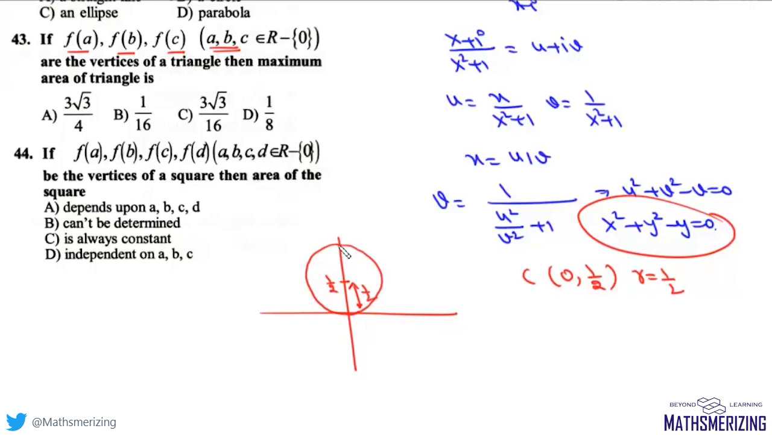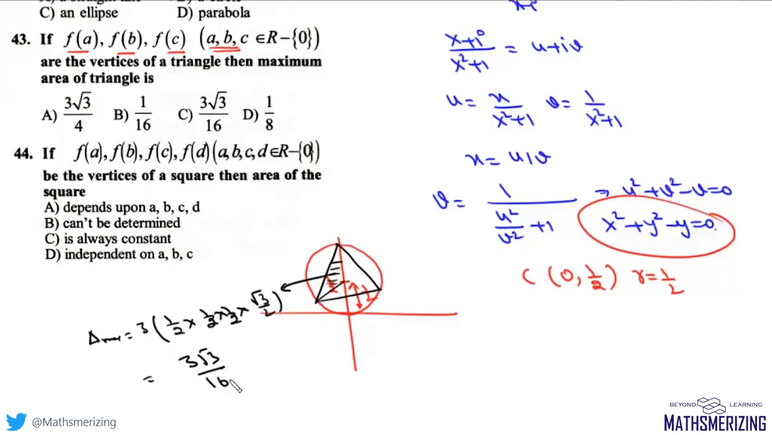Now we need to find the maximum area of this triangle, which can be inscribed in this circle. Now we know that in a circle, the area of a triangle is maximum when the triangle is an equilateral triangle. So this triangle must be an equilateral triangle. So we need to find the area of this triangle. It will be 3 times, and then the area of these 3 triangles will be 1 by 2 into 1 by 2 into 1 by 2. So this maximum area will be 3 root 3 by 16, and that's your option C.